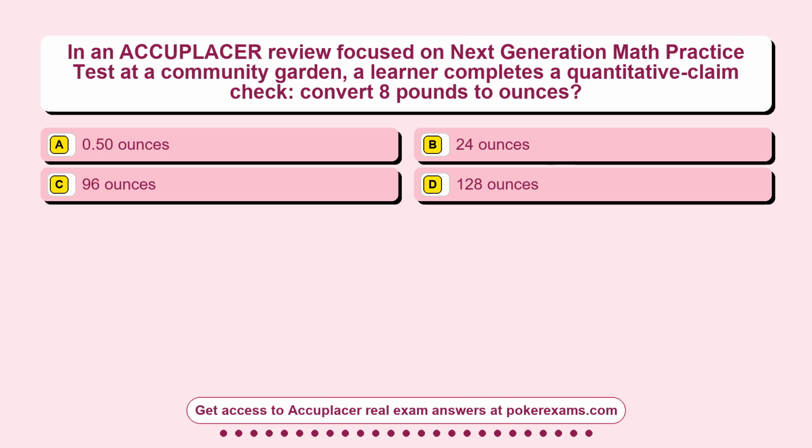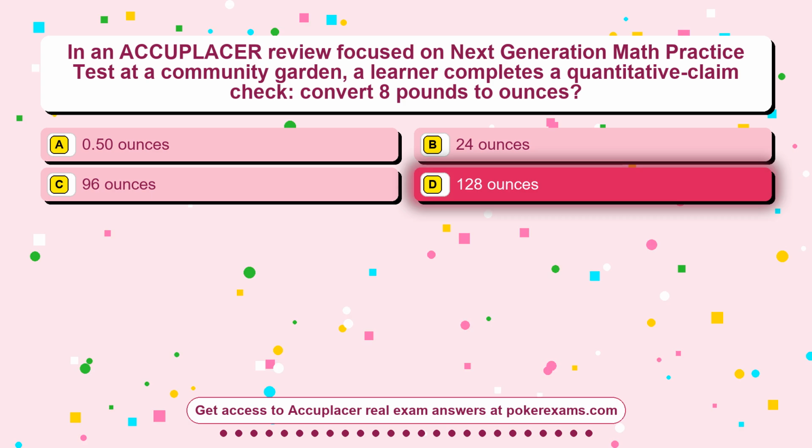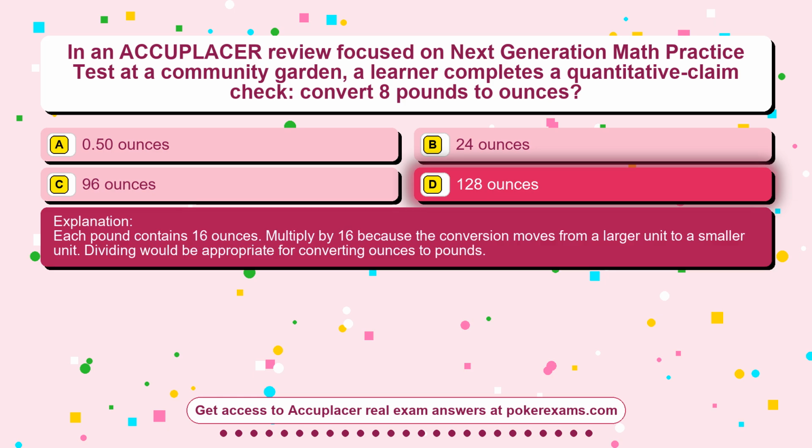Question 24. In an Accuplacer review focused on next-generation math practice test at a community garden, a learner completes a quantitative-claim check. Convert 8 pounds to ounces. Option A, 0.50 ounces. Option B, 24 ounces. Option C, 96 ounces. Option D, 128 ounces. The correct answer is option D, 128 ounces. Each pound contains 16 ounces. Multiply by 16 because the conversion moves from a larger unit to a smaller unit. Dividing would be appropriate for converting ounces to pounds.